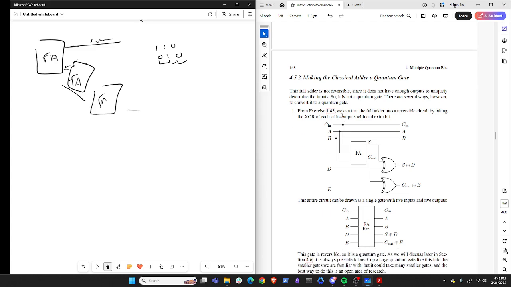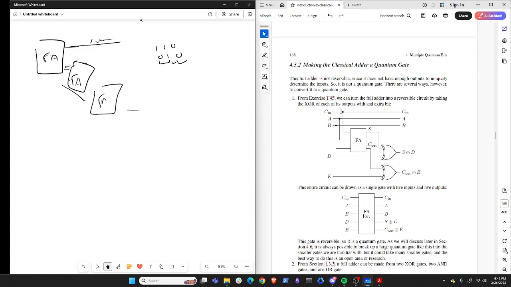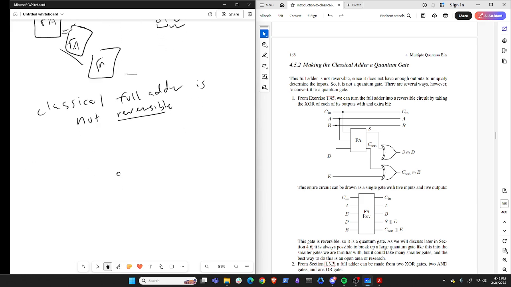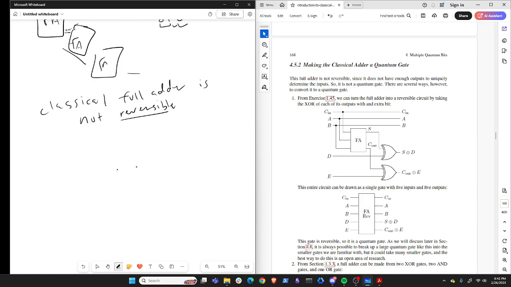However, the problem is that the classical full adder is not reversible. And in order for the full adder to be a valid quantum gate, it has to be reversible. So we bring in these 2 ancilla bits, as they're called, ancillary bits.